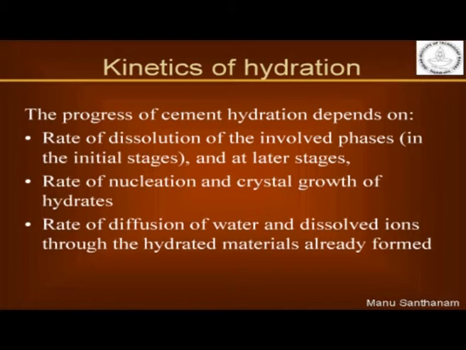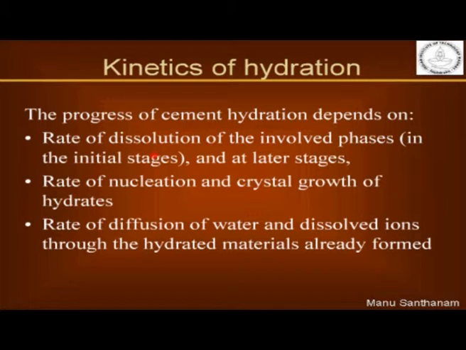I told you that as soon as the particles come in contact with water, the surface atoms of these particles start dissolving out and create the hydration product, right. So in the early stages, the rate at which cement particles are dissolving is very crucial. So rate of dissolution is governing the rate of the cement hydration at early stages. What about later? What happens later?